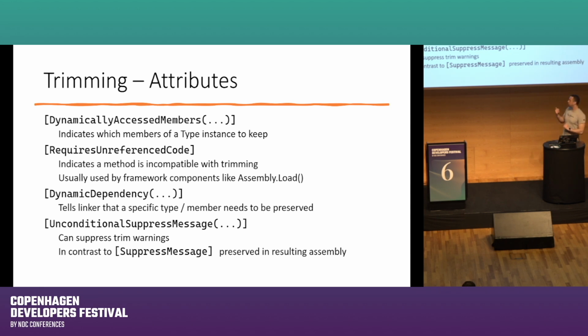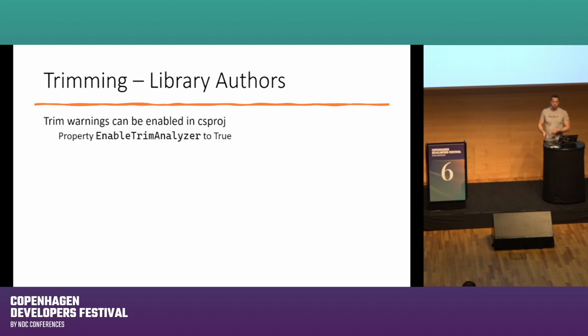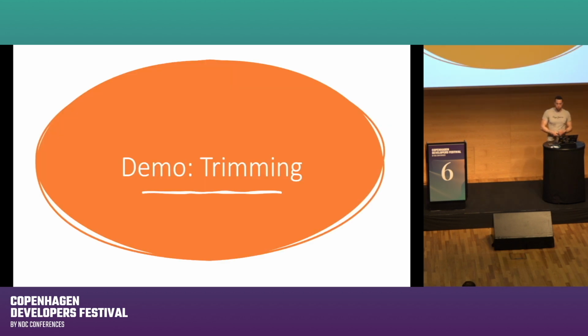The difference between suppress message and unconditional suppress message is that the unconditional one will end up in the assembly, so that the linker that processes the assembly can actually see it. So if you have some libraries, component internal, or you ship NuGet packages, you can already enable these warnings, even if you're not using trimming. There's a property you can set in the project file, annotate the code, and of course, documentation. But I want to actually show that to you.